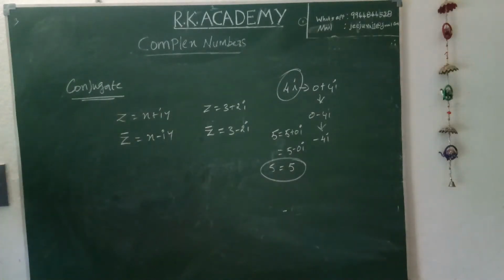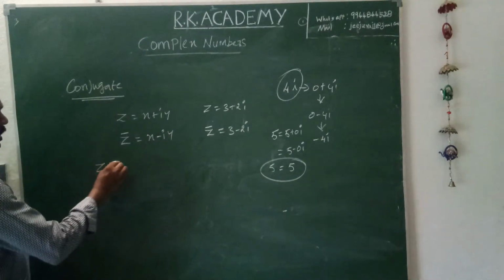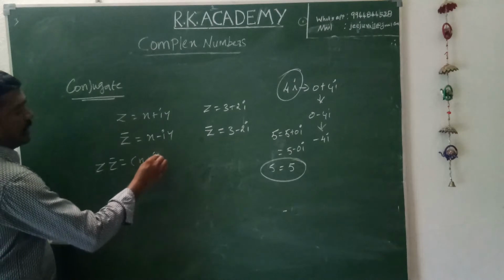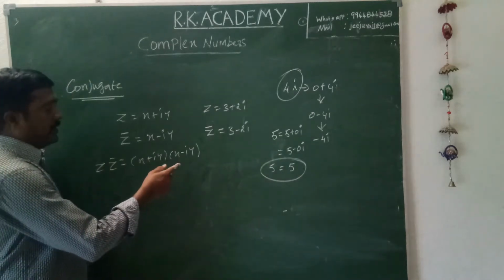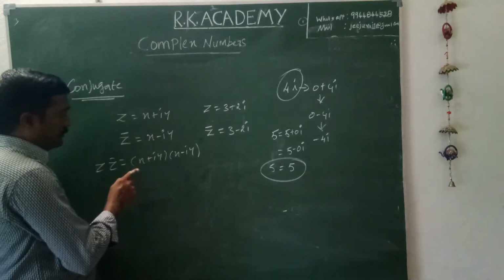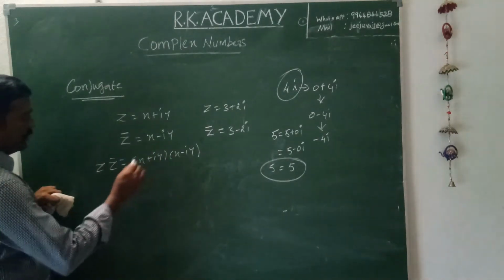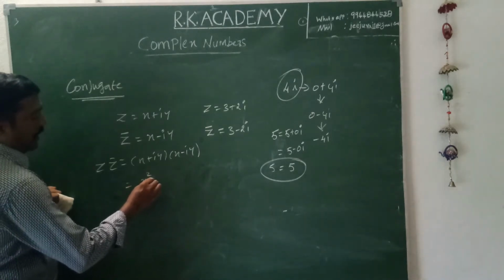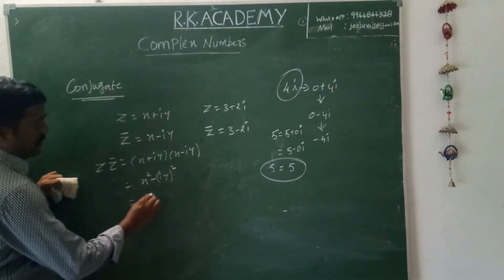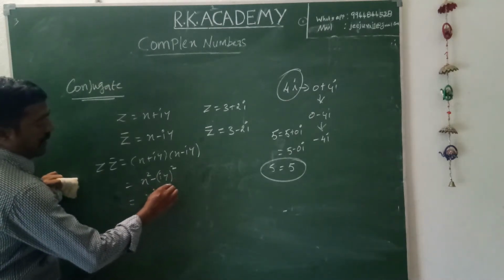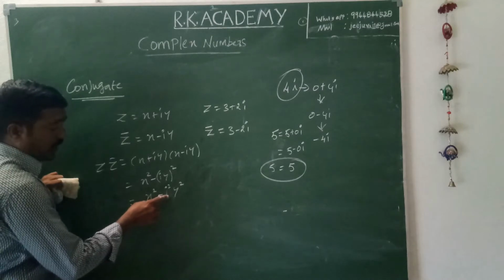Now we have a property. What about that? z times z bar is equal to x plus iy into x minus iy. What is the form here? Now listen, it's the form x plus iy into x minus iy. So we can write x square minus iy the whole square, that is x square minus i square y square. What about the minus? i square is minus 1.